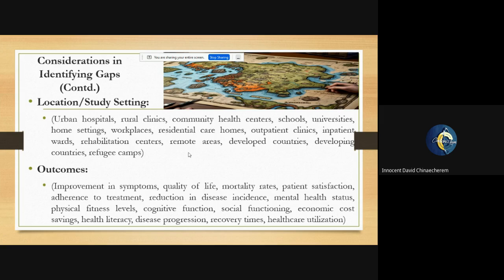It could be that maybe in developing countries, in LMICs, in schools, universities, it has been conducted in a rural area, but you feel like you need to expand your population group to conduct it in maybe remote areas or a refugee camp, whatever. So this list is endless. It's beyond what I listed.